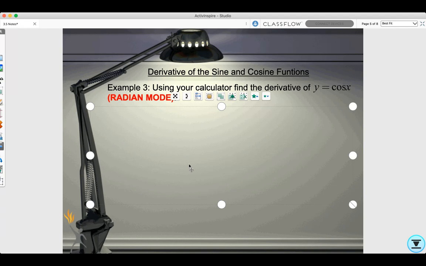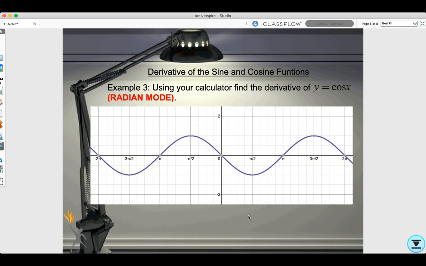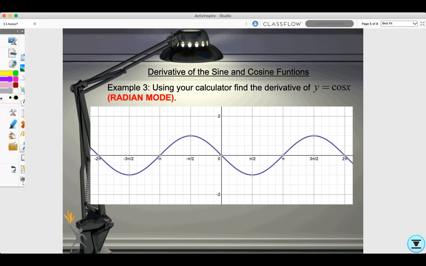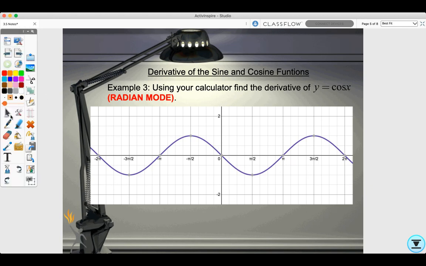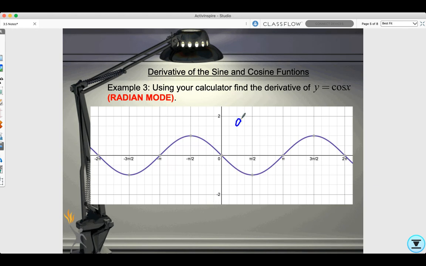What I did is I graphed the derivative of it, and I looked at this graph. And I looked and I was like, what does this look like? Well, if you look at it and you actually have these points here, and you have where it goes through the zeros, and it's sinusoidal, you should notice that this is the negative sine curve. So the derivative with respect to x of cosine x equals negative sine x.